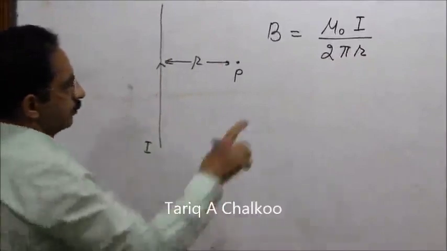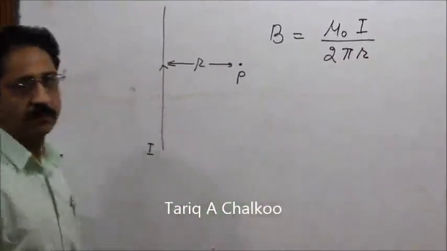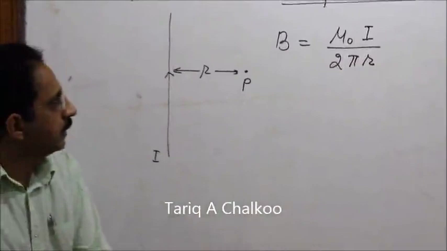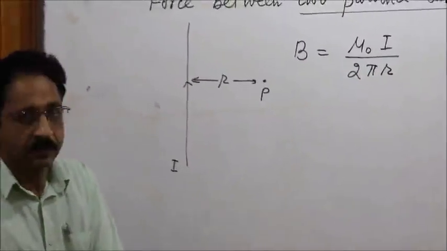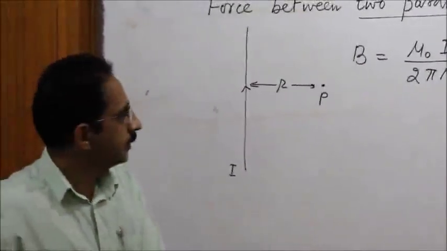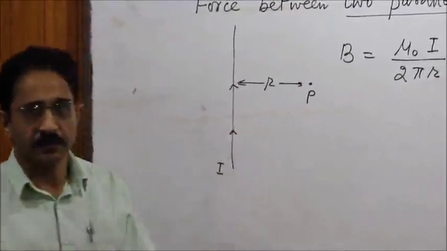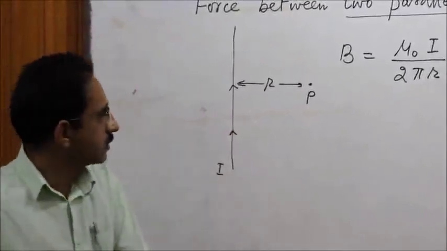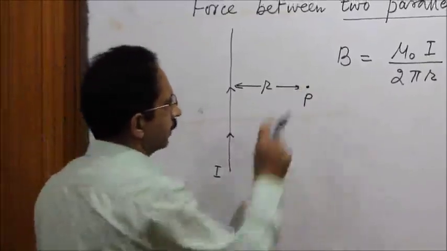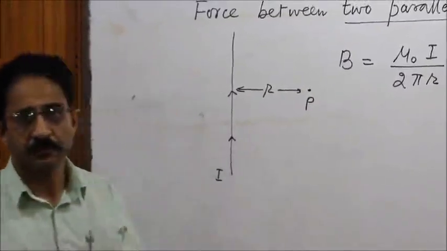Here mu 0 is the permeability of free space, which means that the medium surrounding the conductor is vacuum or free space, and I is the steady current passing through the given conductor. r is the distance of point P where we are observing the magnetic field.